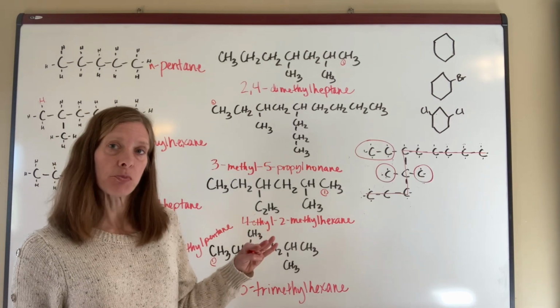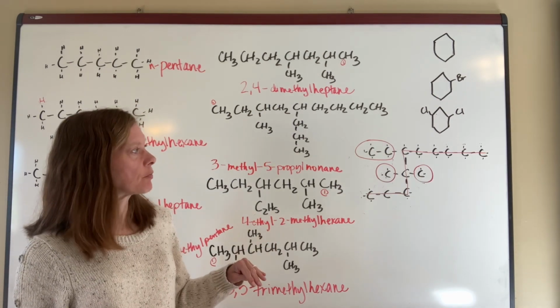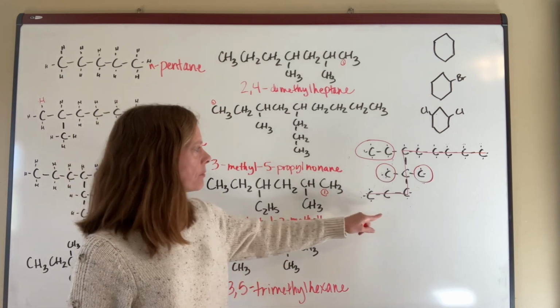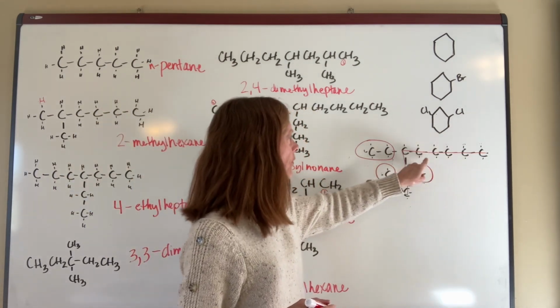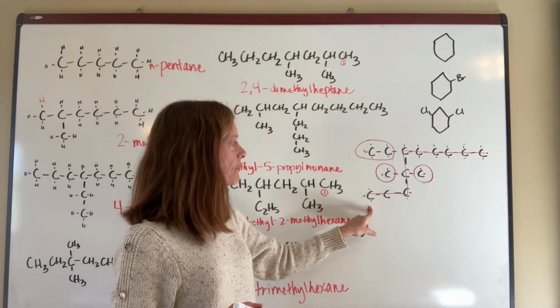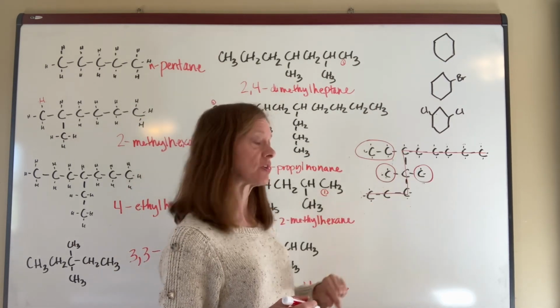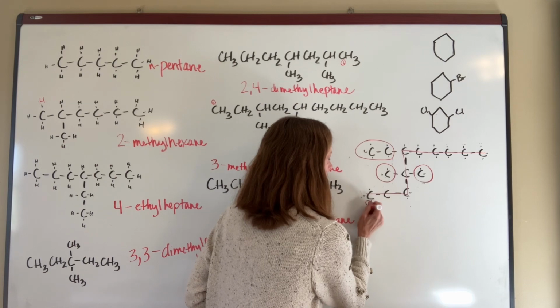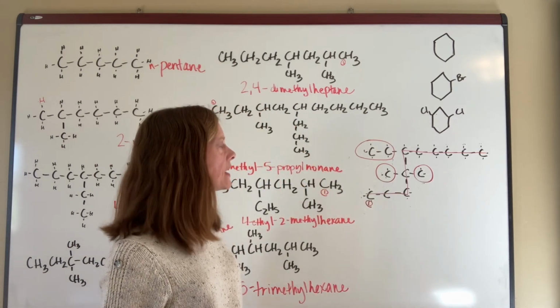Which end do I number from to give it the smallest possible numbers? Well, from this end, 1, 2, 3, 4, 5, the first number is a 6. If I start numbering from this end, my lowest number is a 4. So this needs to be my number 1 carbon right here.